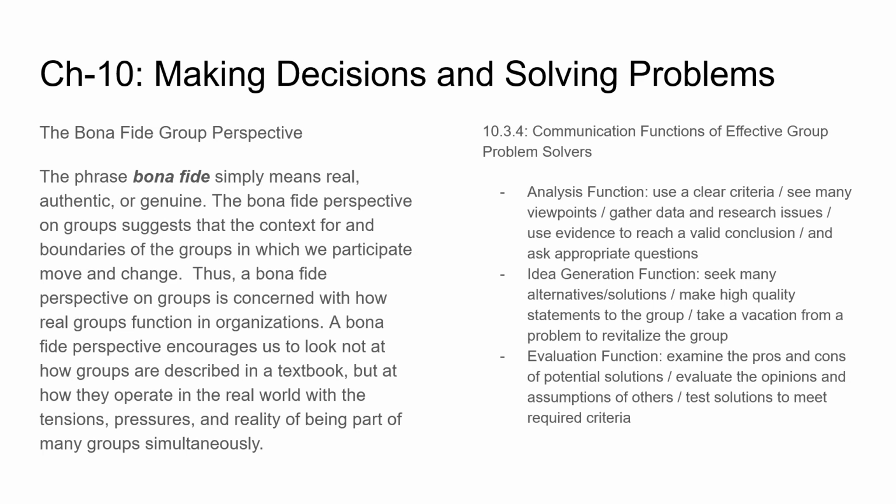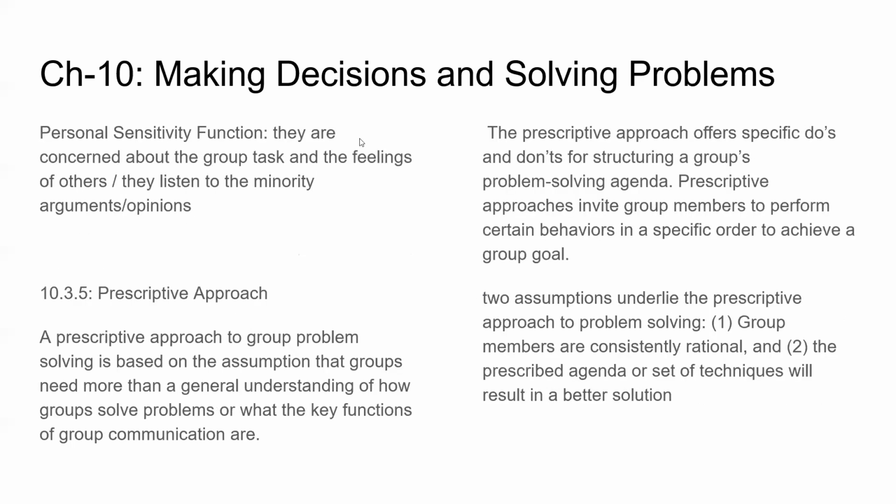Again, what are they assuming, and test solutions to meet the required criteria. So you realize these solutions really will work, right? They're not just ideas. Now, the personal sensitivity function says we care about the task, but we also care about the feelings of the group. And we want everybody to be happy, because group happiness is like harmony, right? Everything works a little bit better.